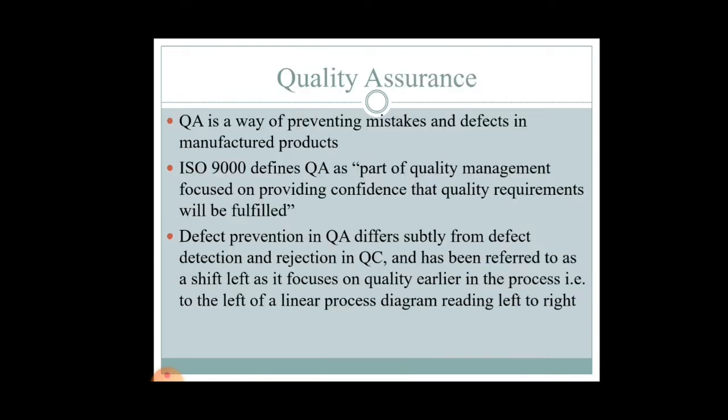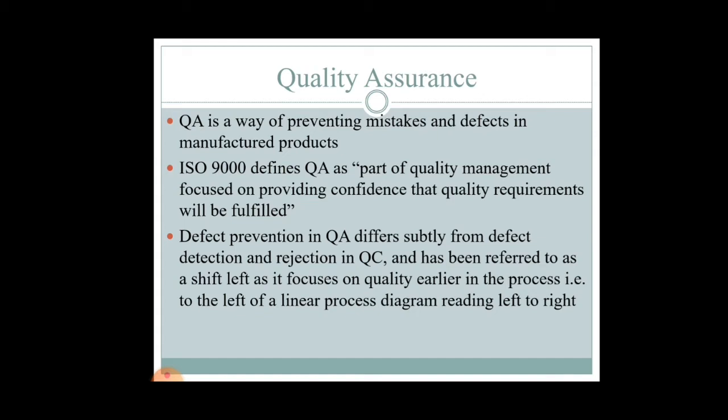So what is quality assurance? Quality assurance is a way of preventing mistakes and defects in a manufactured product. Like I had already informed you previously, it is a proactive approach. Here we are taking some preventive measures so that a product of good quality is continuously and constantly produced.